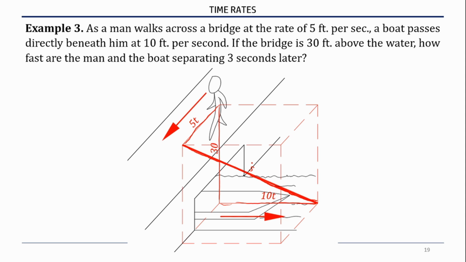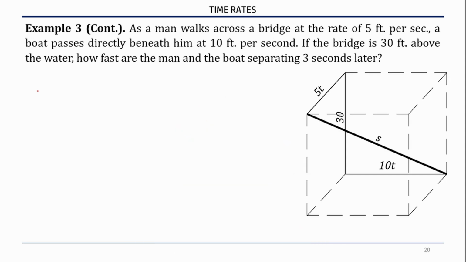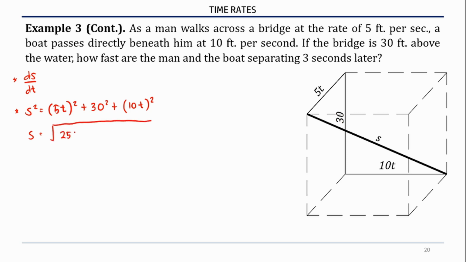So, para masolve natin, maghanap ulit tayo ng relationship between these sides. Sa problem natin, ang hinahanap ay yung change in s with respect to time. So, dapat makahanap tayo ng formula for s in terms of t. And then, makukuha na yung formula na yun by expanding yung Pythagorean theorem. Nakita natin dito sa figure natin that s squared is equal to (5t) squared plus 30 squared plus (10t) squared. Then, simplify natin, we have s is equal to square root of 25t squared plus 900 plus 100t squared.